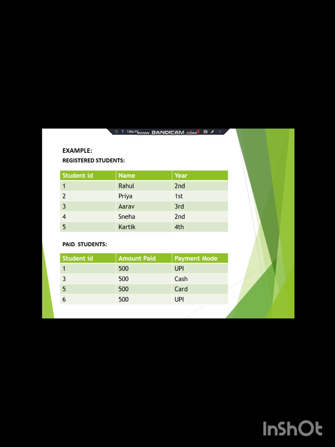So here is one example to help you understand the concept of joins. There are two tables. Table 1 is the registered students table and table 2 is the paid students table.